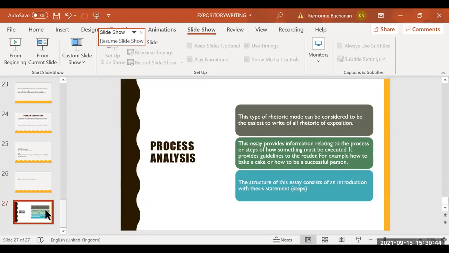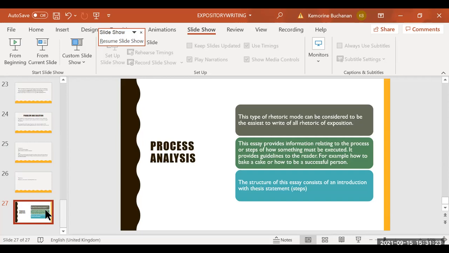And then we have our process analysis essay. This type of rhetoric mode can be considered to be the easiest to write of all rhetoric exposition. This essay provides information relating to the process or steps of how something must be executed. It provides guidelines to the reader, for example, how to bake a cake or how to be a successful person. The structure of this essay consists of an introduction with thesis statements.